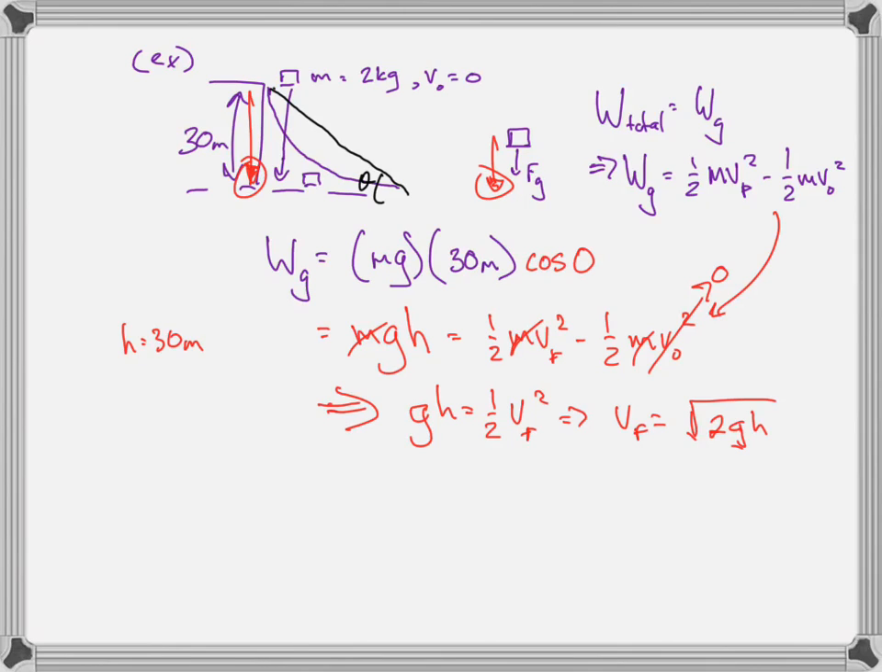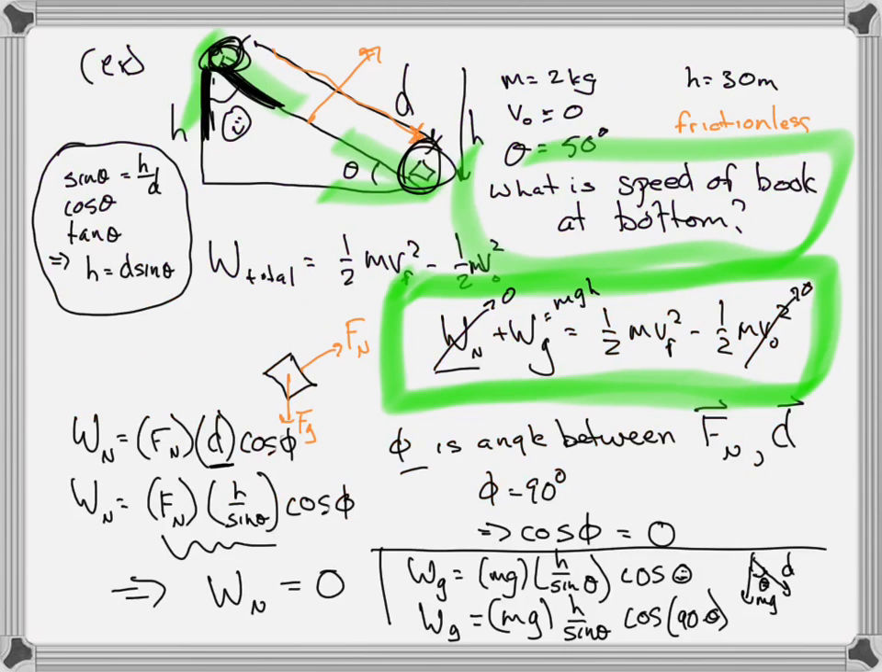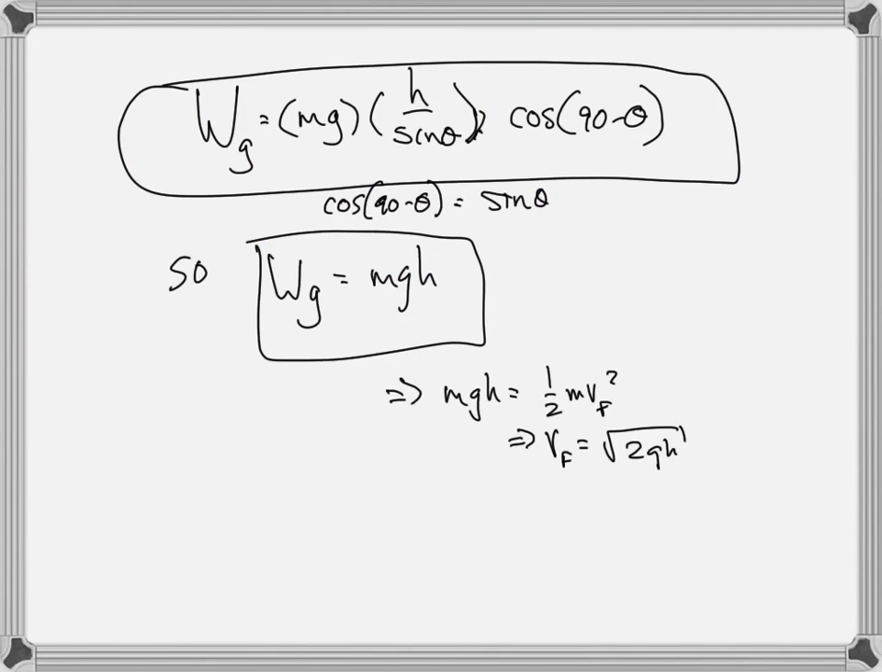So if gravity is the only thing that does work, it doesn't matter how it gets there. If it goes down a height h, it's got a speed of the square root of 2gh. Before we leave this, I want to make a point here. I was going to do one more example, but this example is now going to be super easy. Let's put the thing on a curved slide. It still goes down a height h, and it makes it to the bottom. And we want to know what's the speed at the bottom.